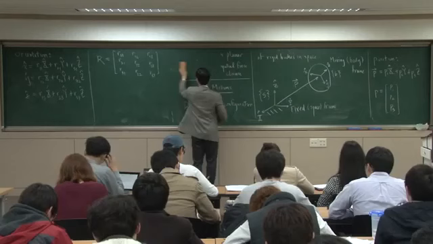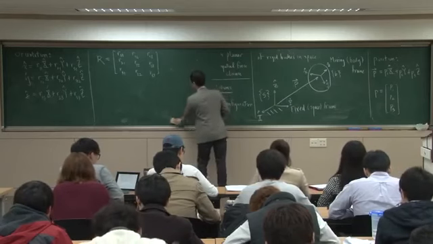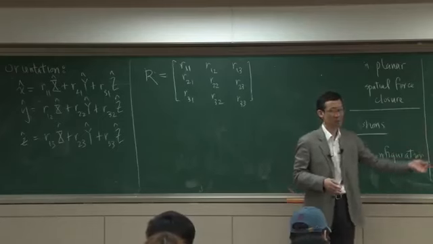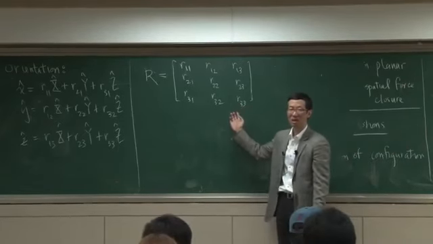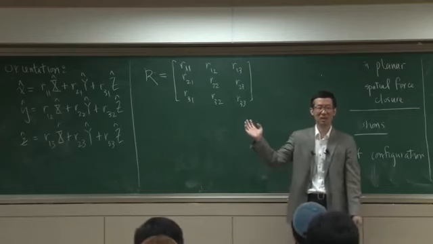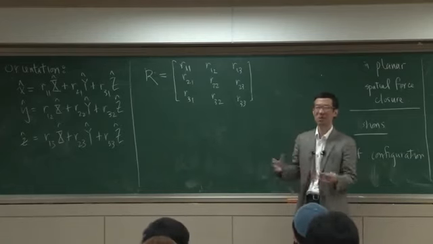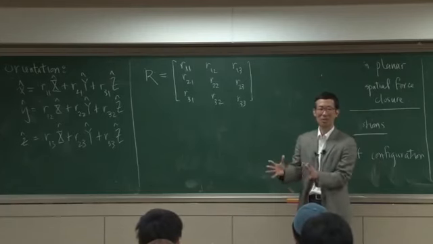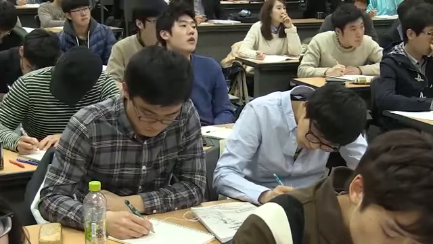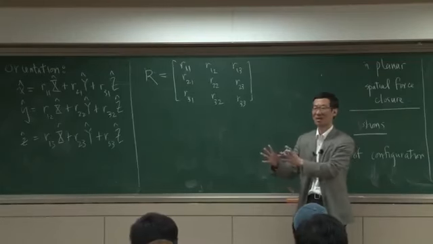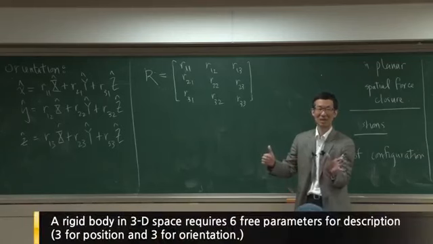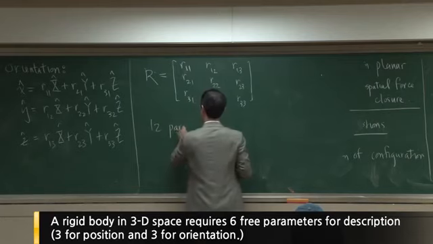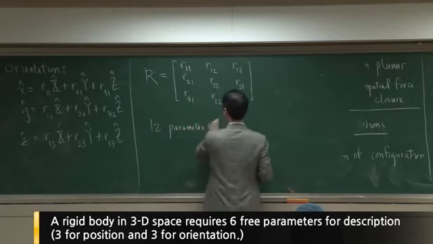So I'm going to use these 9 numbers to describe the orientation. We have 3 numbers for the position and 9 numbers for the orientation. 9 plus 3 is 12. That seems like a lot, right? Seems too much. How many do we need? What's the minimum number we need to describe the position and orientation? We need 6, right? We have 12 parameters, so this is 6 too many.